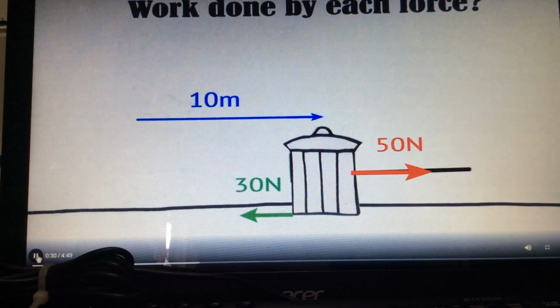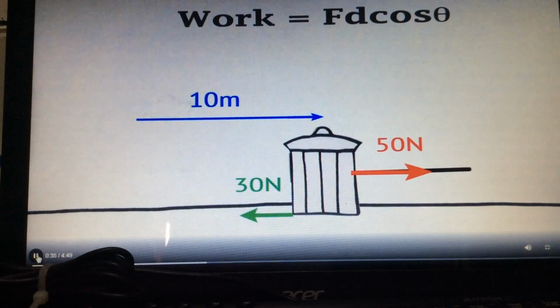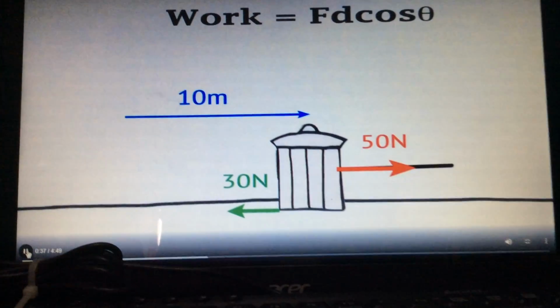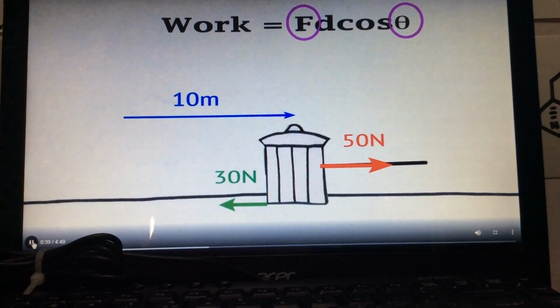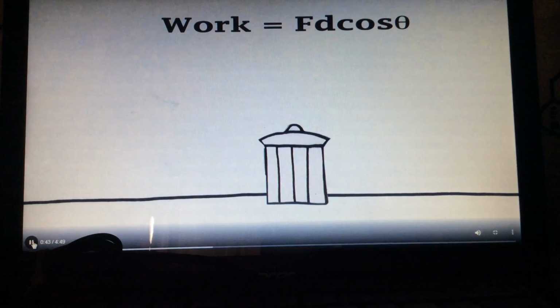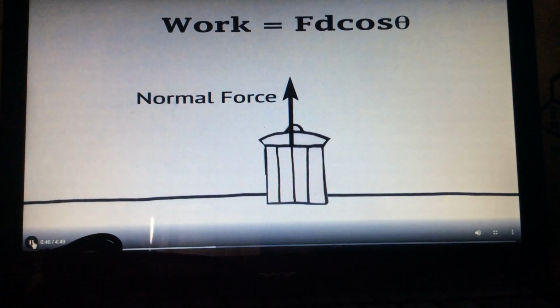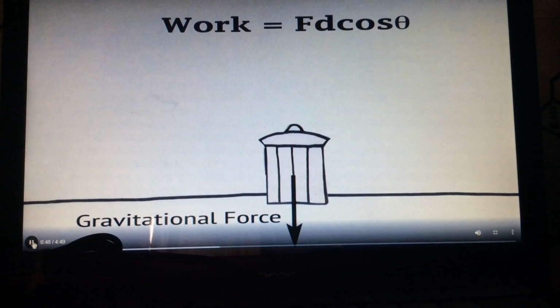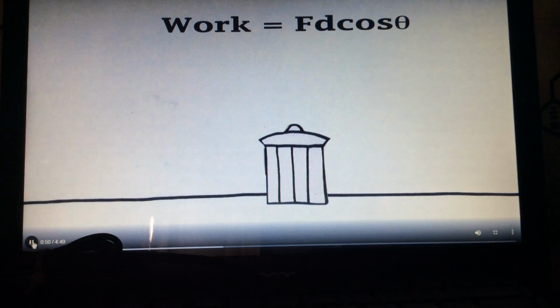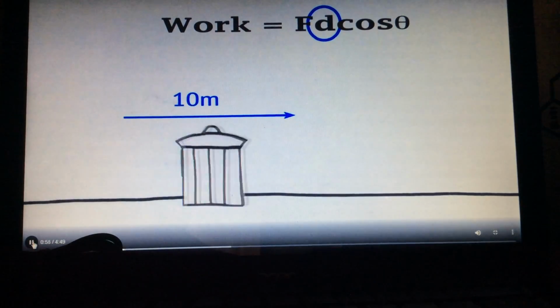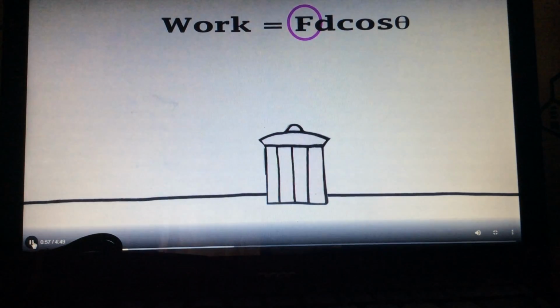To find the work done by each force, we should recall the formula definition of work. Work equals Fd cosine theta, where theta is the angle between the force doing the work and the direction the trash can is moving. There are 4 forces involved here: tension, the normal force, the gravitational force, and the force of kinetic friction. In finding the work done for all of these forces, the displacement is going to be 10 meters, but the value of the force and the angle between that force and the displacement is going to differ for each of the forces.